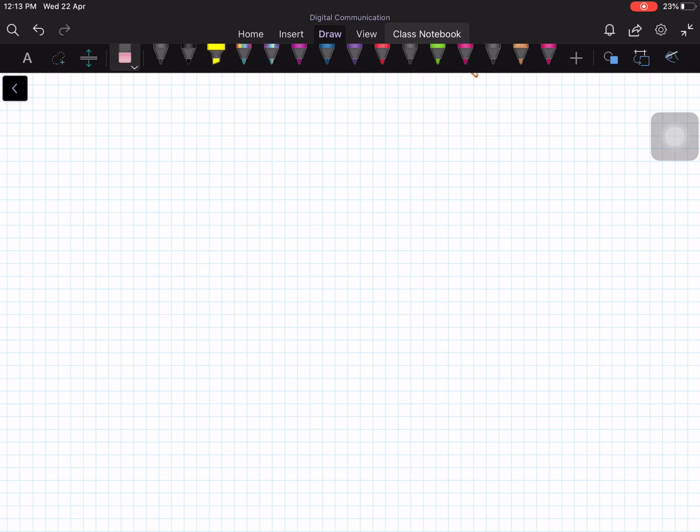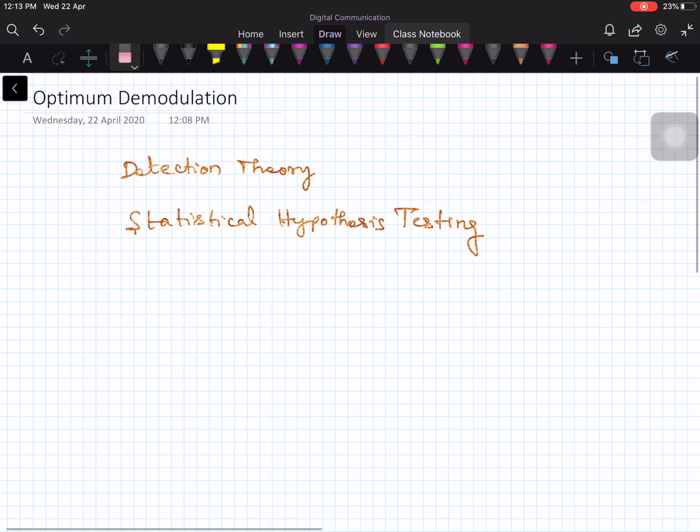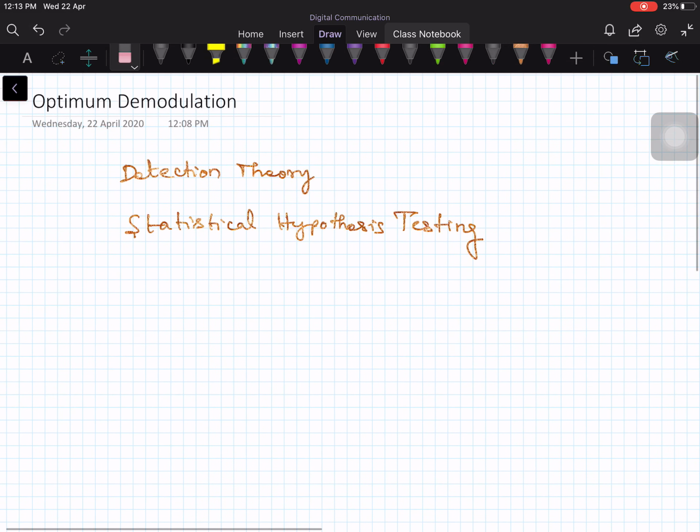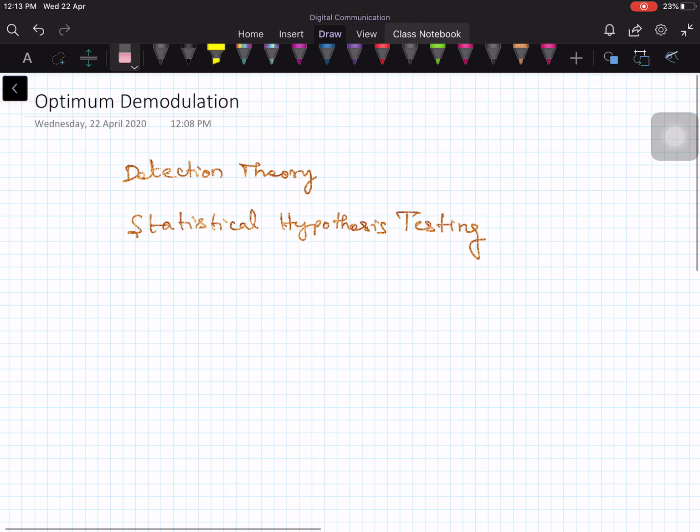Then definitely you'll be studying this course called detection and estimation theory, or simply detection theory, and sometimes mathematicians like to call it statistical hypothesis testing. So you can study under the topic of detection theory or statistical hypothesis testing theories. This is a little advanced course, and using it you can develop the model, or design the optimum demodulator.